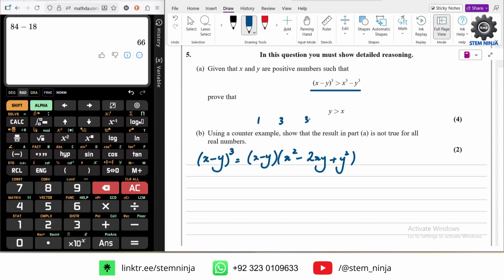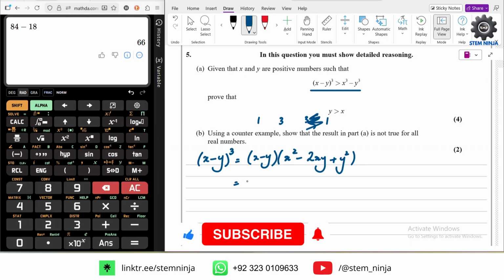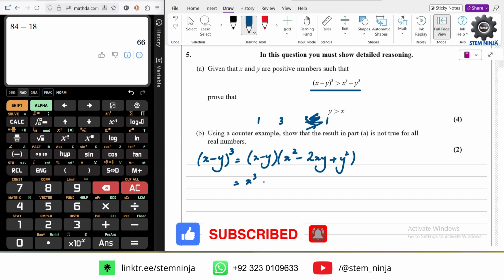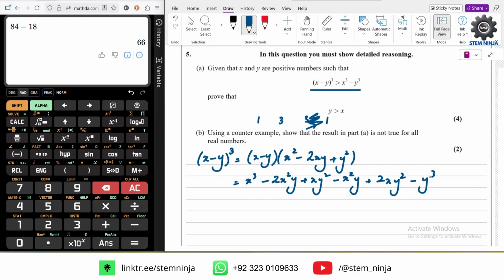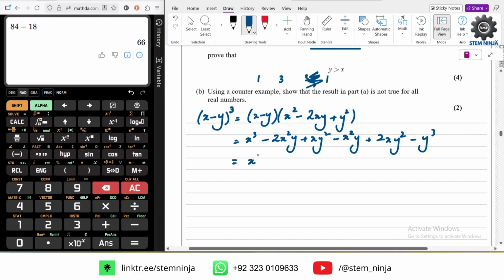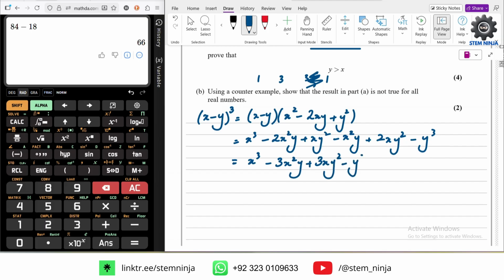The coefficients will be 1, 3, 3, 1 with alternate signs. So this one would expand to x cubed minus 2x squared y plus xy squared minus x squared y plus 2xy squared and minus y cubed. So as you can see, this becomes x cubed minus 3x squared y plus 3xy squared minus y cubed, as predicted, 1, 3, 3, 1 with alternate signs. Okay.